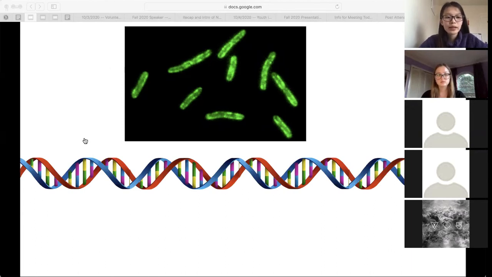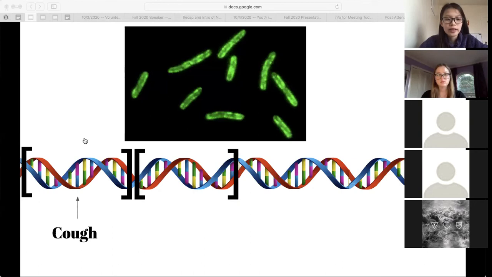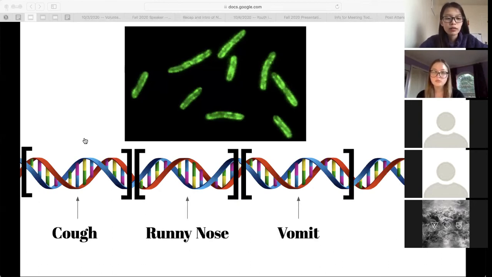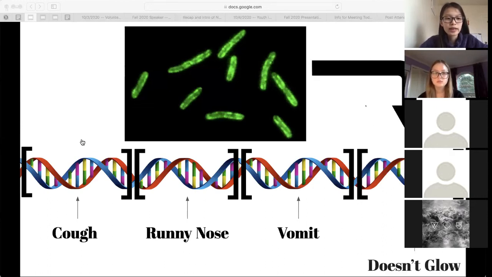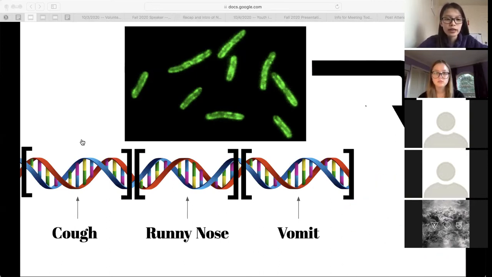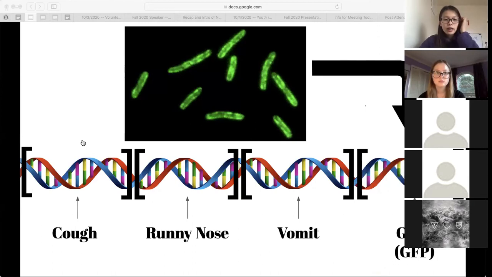So we can look at each section of the bacteria and its properties, such as causing people to cough or have runny noses or vomit. And then we will see a section that says it doesn't glow, just like in the cat, and we can remove it and insert the GFP from the jellyfish.